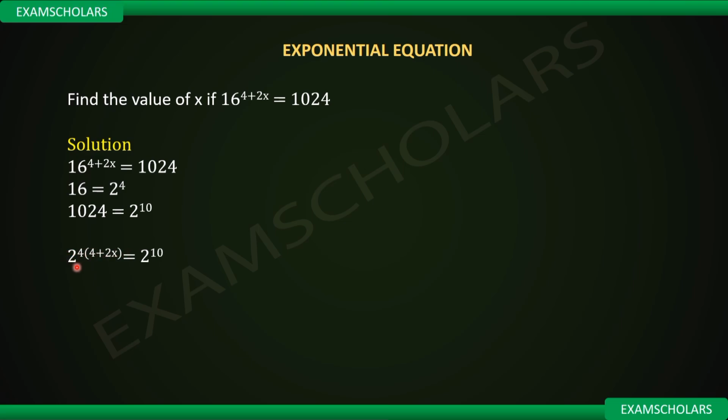Now, remember my statement. If a raised to power m. Okay, you remember. Let's use that statement. So we can cancel what? These two can cancel these two. So we are left with 4, open bracket, 4 plus 2x is equals to 10, isn't it? Now you expand this. 4 times 4, that's 16. 4 times 2x, that's plus 8x. Is equals to 10.